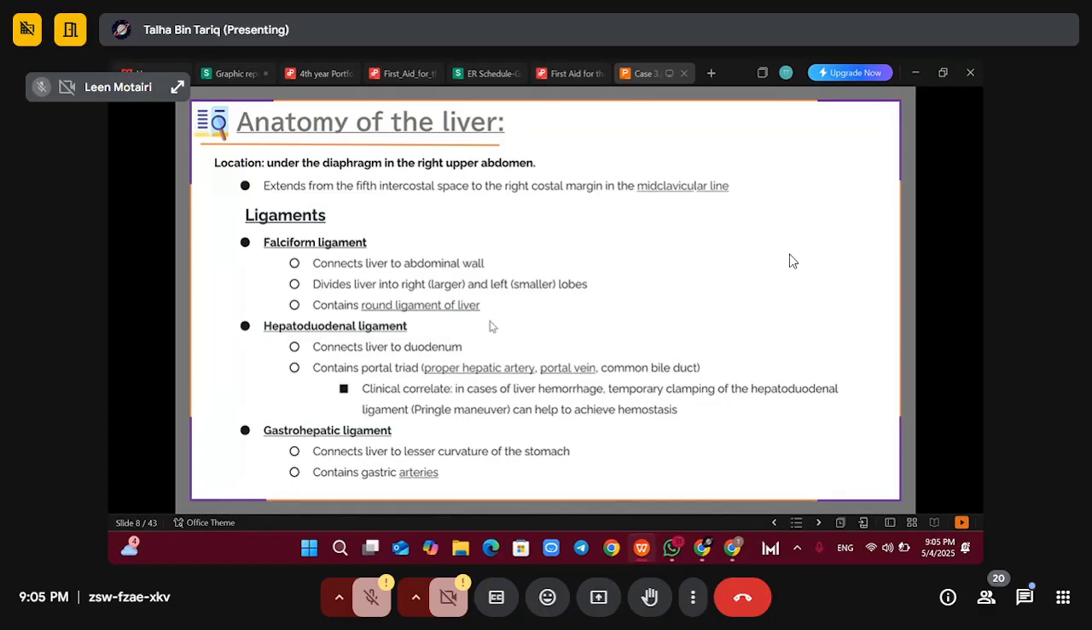Then we have the hepatoduodenal ligament. It is basically connecting the liver to the duodenum, and it contains the portal triad: the hepatic artery, the portal vein, and the common bile duct.